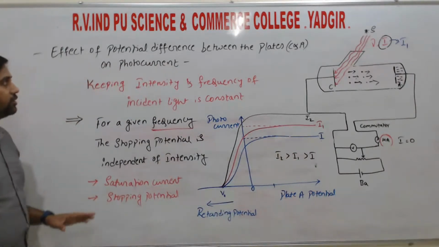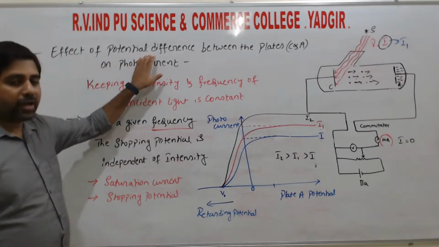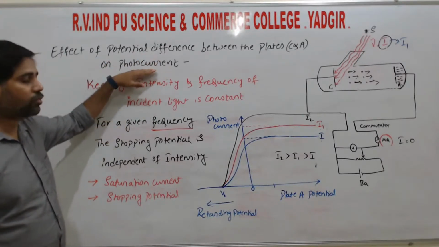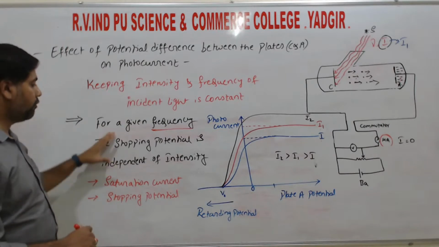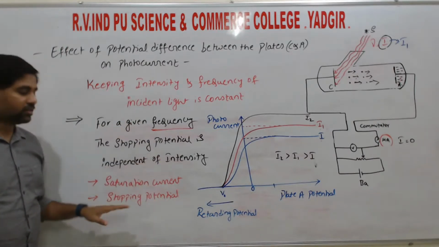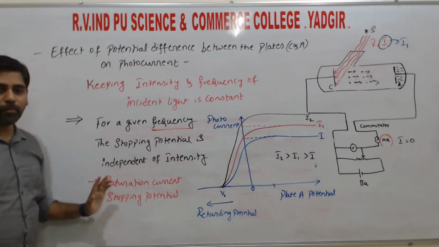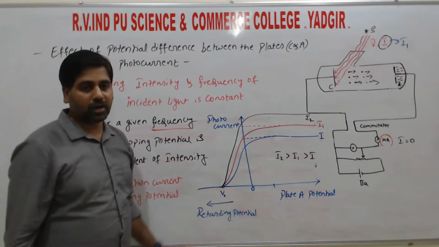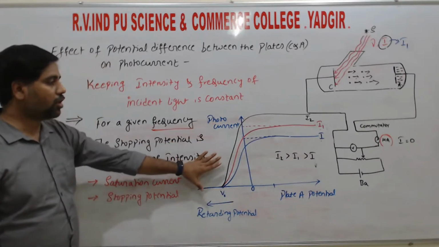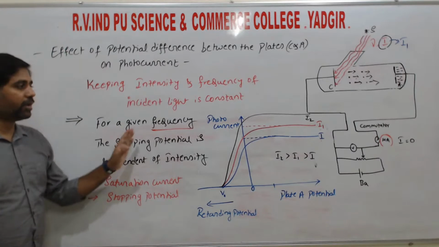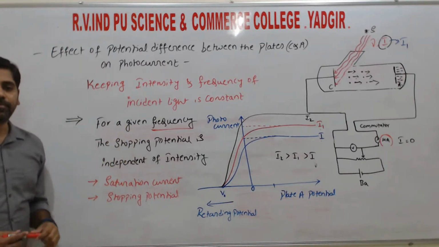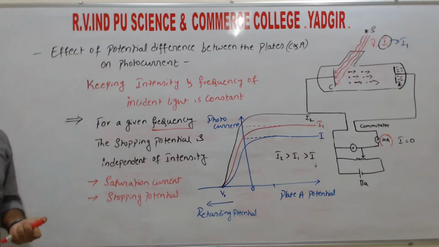In the next class we will discuss the effect of frequency with respect to the photocurrent. There also we will get these points, that is, saturation current, stopping potential, and also this graph. Once you recall these concepts, only then can we understand the frequency. Right? In the next class we will continue.